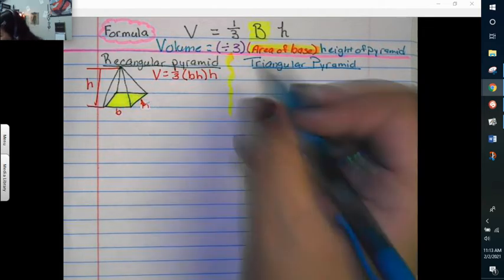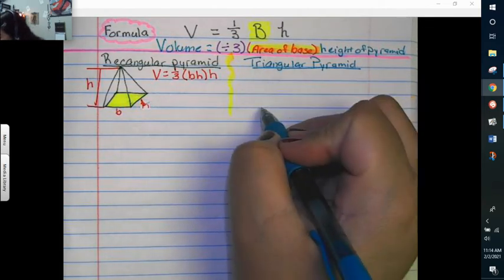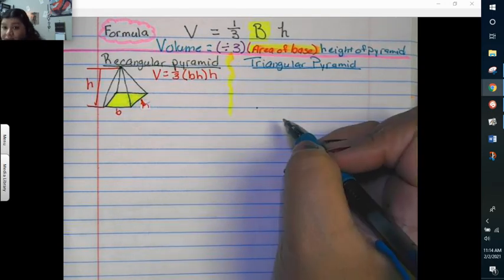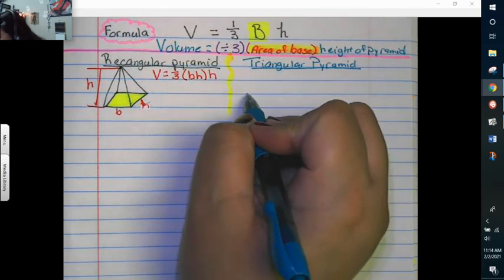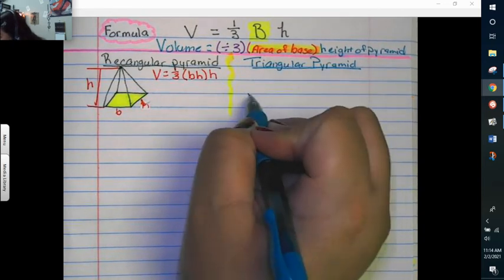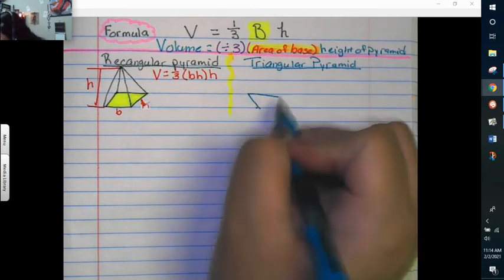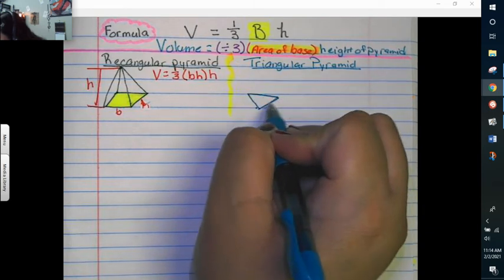All right, so how does it look? Okay, I'm going to go here and we're going to draw a triangle. And the triangle is going to be, again, at an angle. We're going to go ahead and draw it like this. Okay, so there's my triangle.